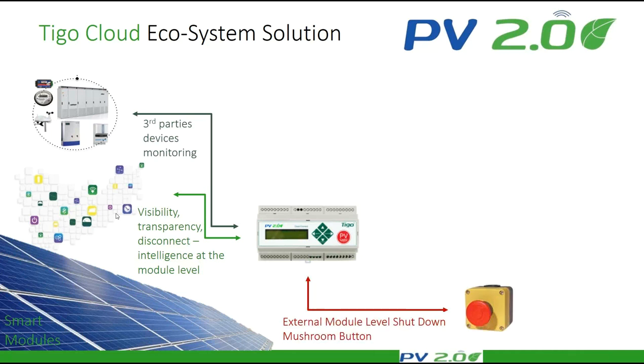You can connect external mushroom buttons. In many jurisdictions, in order to comply with safety codes, they actually do mandate a big push button for DC disconnect. So the Cloud Connect does have an extension at the top for the little PV safe button. So that can also be used.